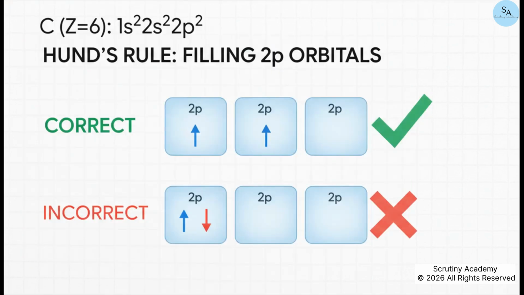Let's see this in action with carbon. Its configuration is 1s squared, 2s squared, 2p squared. The first 4 electrons fill up the 1s and 2s orbitals, no problem. The last 2 have to go into the 2p subshell. Now, according to Hund's rule, they don't pair up in the first p orbital. Nope. Instead, one goes into the first p orbital, and the second one goes into the next empty p orbital. And notice, they both have the same spin. This is the lowest energy, most stable arrangement possible.